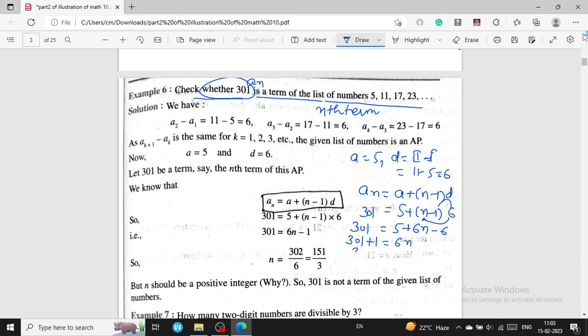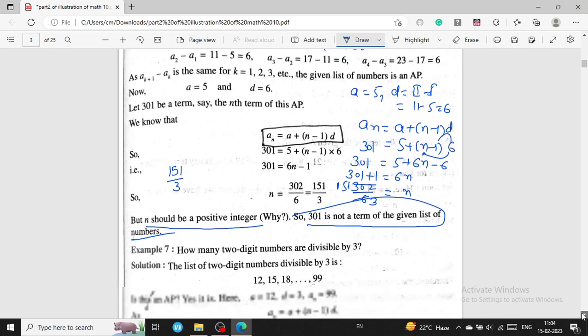6 and 302 over 6n. Now you can see the answer is 151 by 3. But n should be a positive integer. So 301 is not a term of the given list of numbers. It is not a term of this given list of numbers.